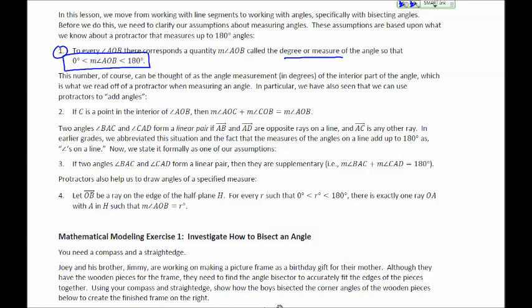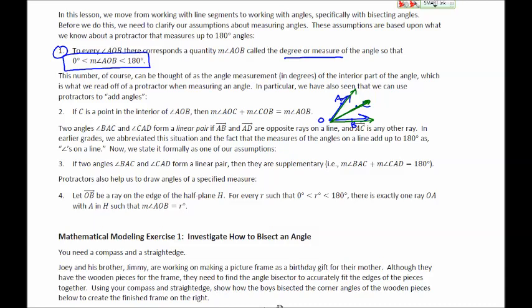The second point is that if C is a point on the interior of angle AOB, so here is C on the interior of angle AOB, then the measure of AOC plus the measure of COB is equal to the measure of AOB. So if you have some angle in between, you can add the angles together and get the whole angle.